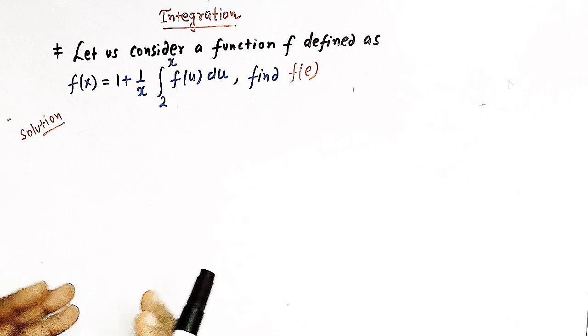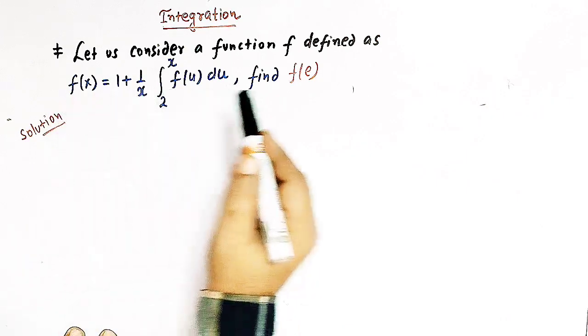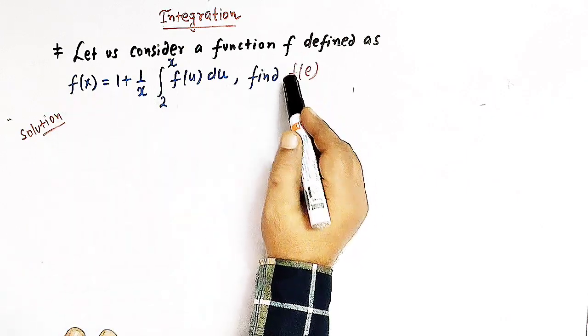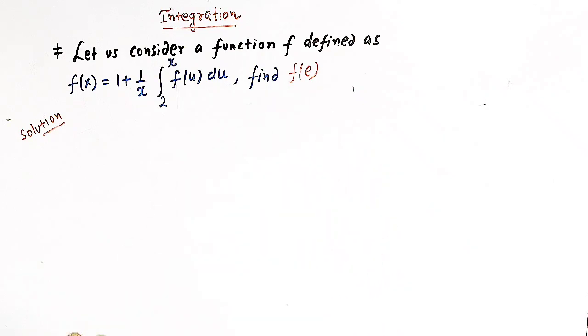So once we get the function f of x, we can easily find out the value of f of e by substituting x is equal to e, right? So to solve this problem, we have to make use of the concept of derivative and an important theorem from definite integrals, right? So let us solve this easy problem by using the concept of derivatives and definite integrals.